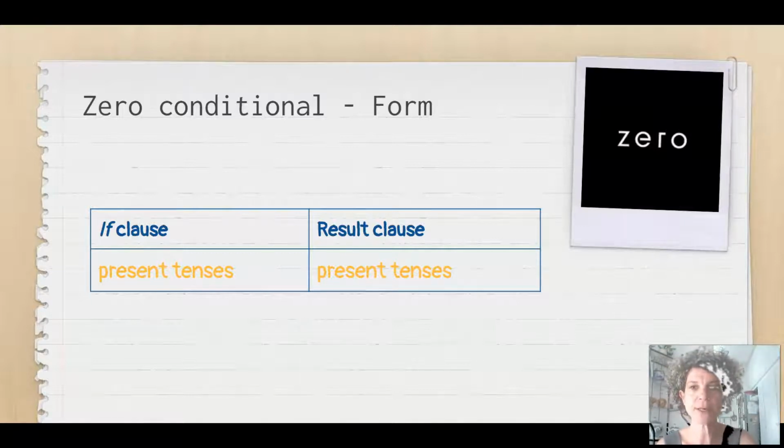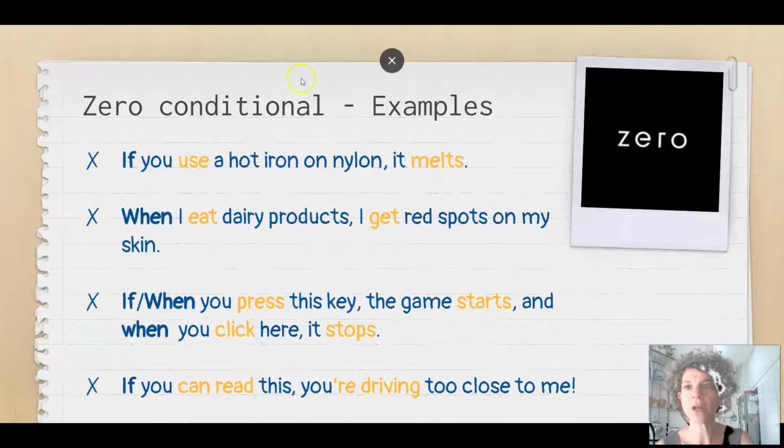I'm going back for a second. The if clause: if you use a hot iron on nylon. This is the if clause. The result clause would be, in this case, it melts. And let's take this one as another example. The if clause: if you can read this. And the result clause: you're driving too close to me.